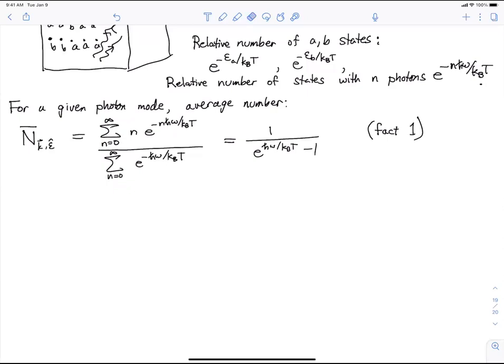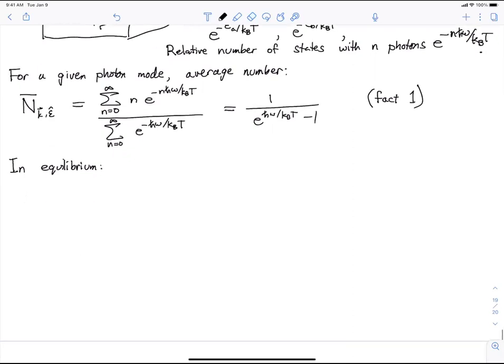So the next thing we're going to do is talk about the fact that we're in equilibrium. So what does equilibrium mean? Equilibrium means the number of photons in each state isn't changing. So I can write 0 is the rate of change of the number of photons. I'm going to leave off the subscripts because they get tedious to write.